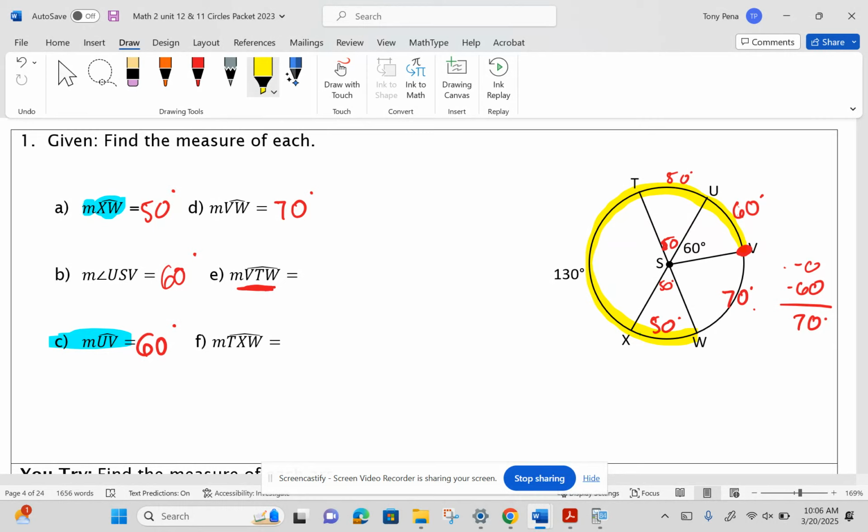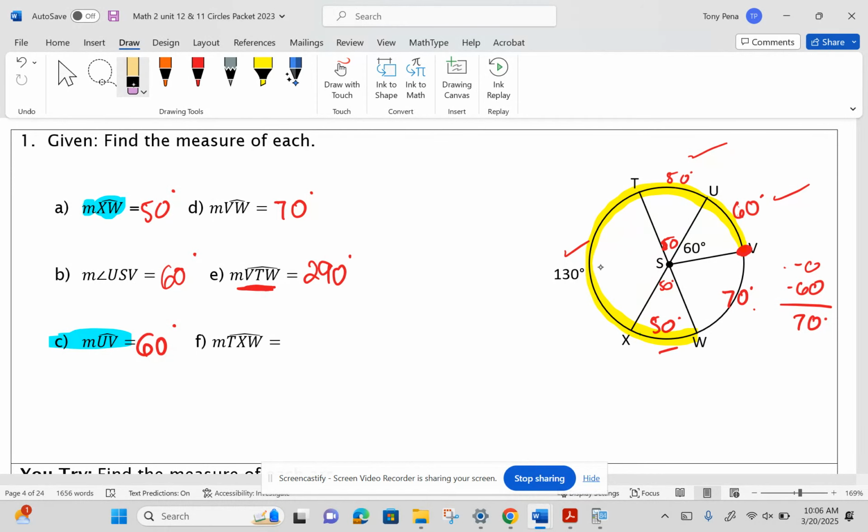You largely have everything you need right there. What are we just going to do with all those arcs that are shaded in yellow right now? Just add them all up. Okay, so 60, take the 60, the 50, the 130, and the 50, add them all up. That should leave us with how many? 290. Okay?